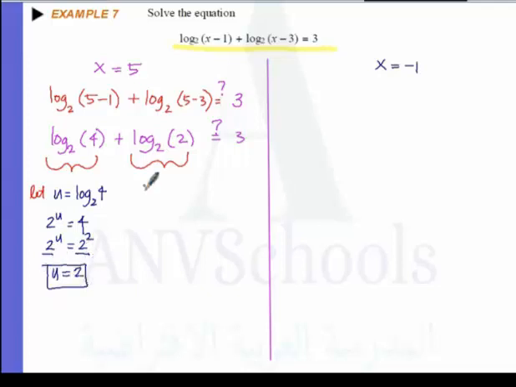On the other side, let v is equal to log of 2, 2. So I have 2 raised to v for the exponential form of this one is equal to 2. And 2 raised to v is equal to 2 raised to 1. So our v here is just equal to 1.